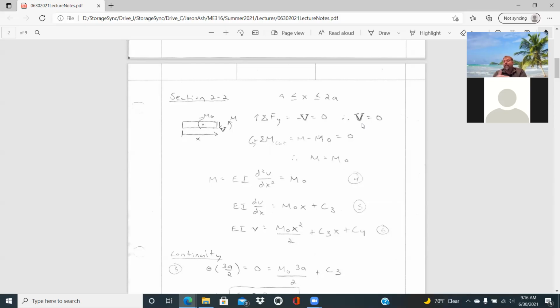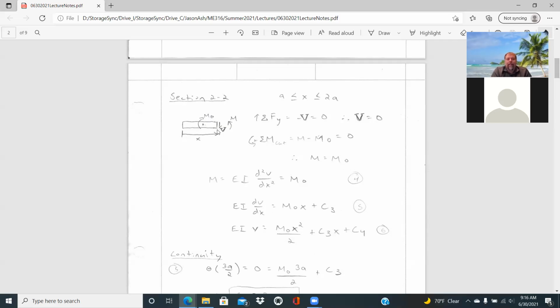And since it's symmetric, that internal shear is 0 throughout the entire length of the beam. So there is no transverse shear in this beam with the 2 moments applied. When we sum the moments about the cut, we end up with, doing counterclockwise, the internal moment that we're looking for, and also then minus the M0 that's applied at x equal to a, and that's equal to 0.